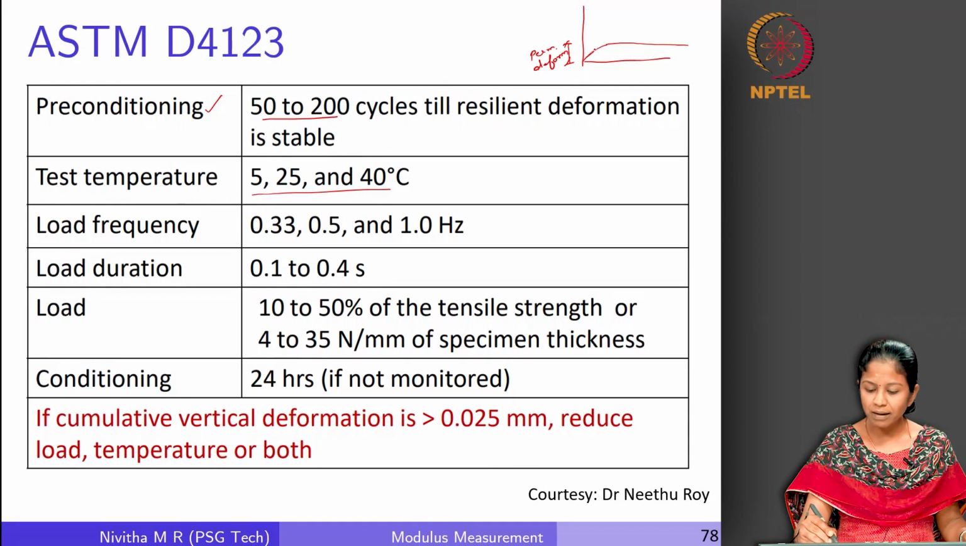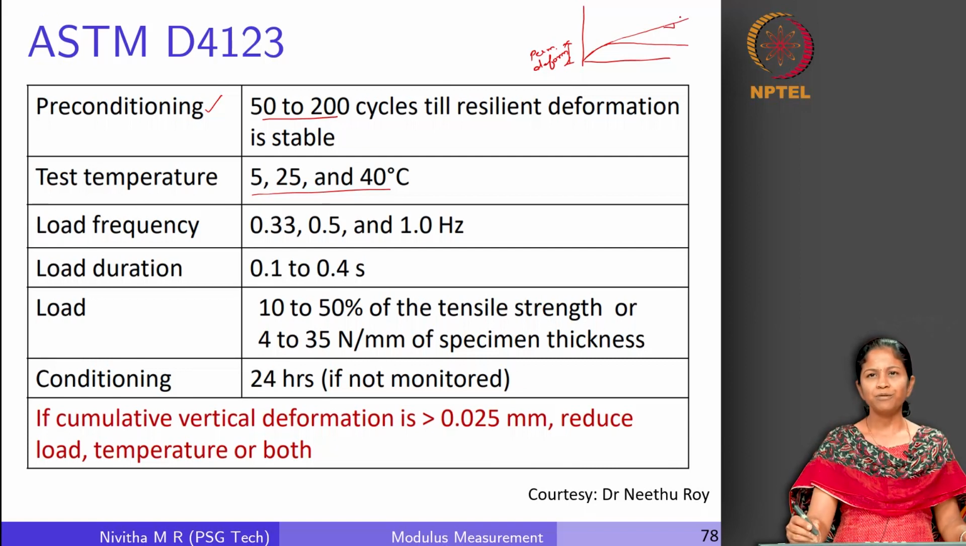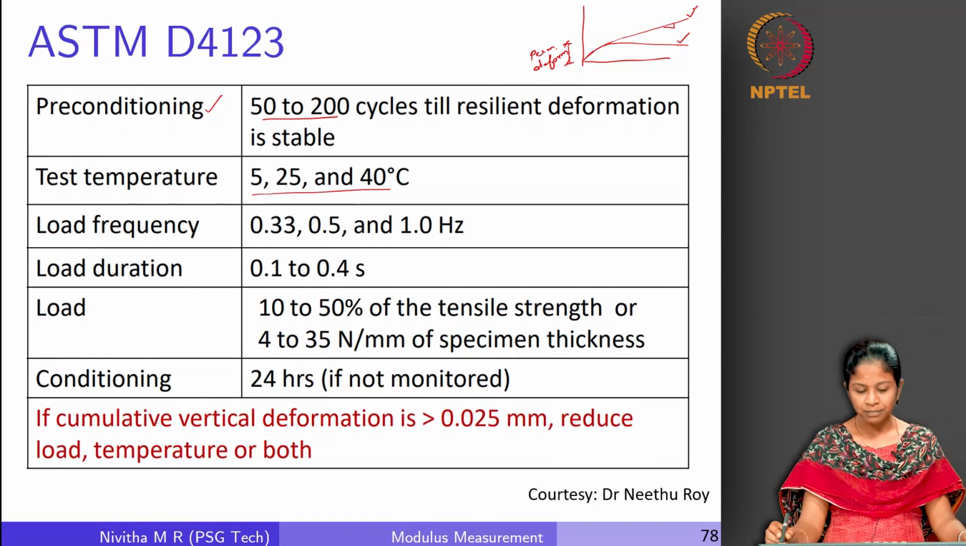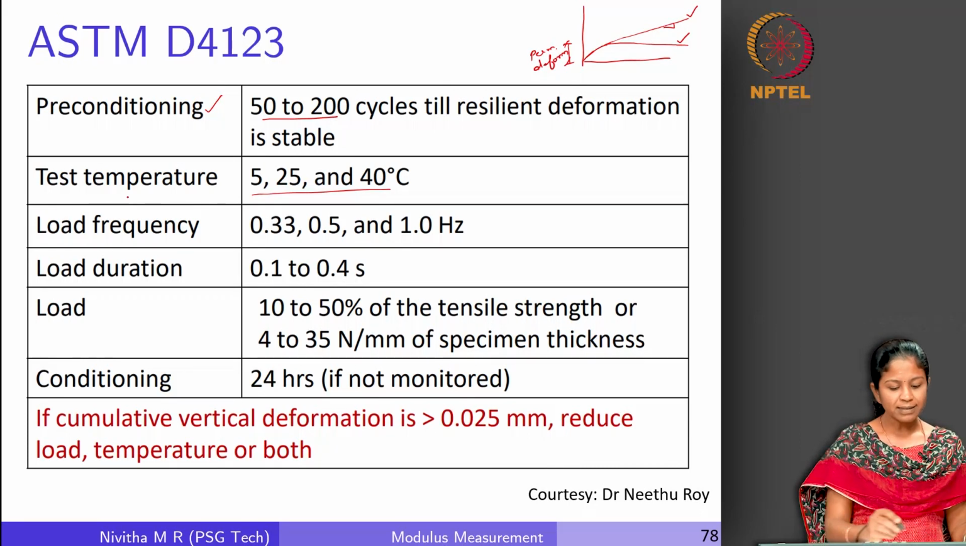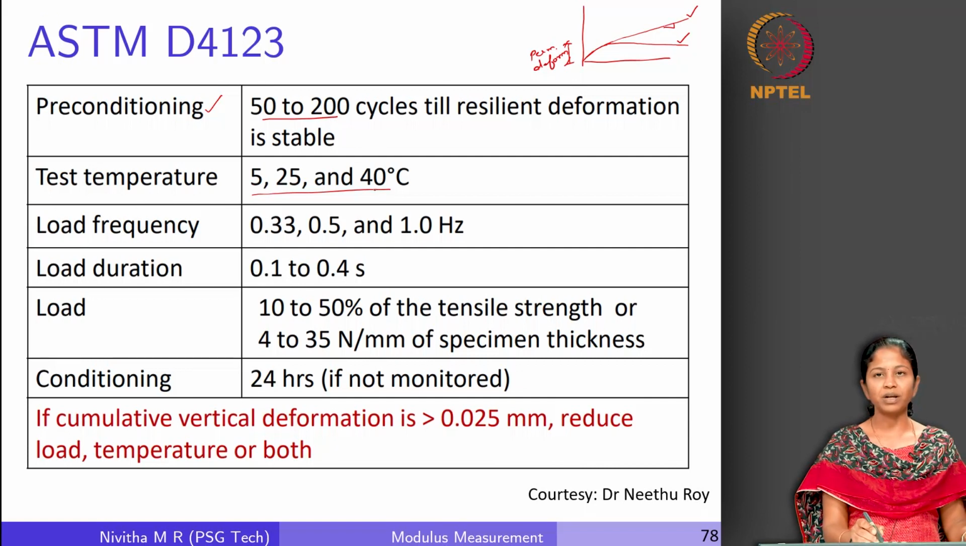We will get a state wherein initially there would be an increase in deformation, then maybe the rate would remain constant. So, we are not very sure here whether we have to exactly reach this resilient state or we have to reach a state like this where the rate is constant. That is one concern about the use of this particular codal provision in measurement. Next is the test temperature. The test temperature is 5, 25 and 40 degrees.